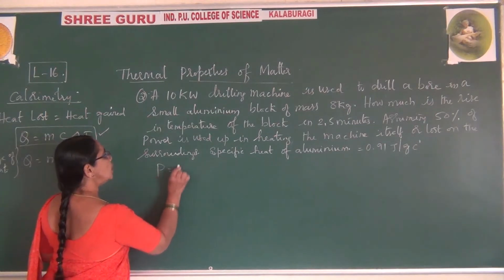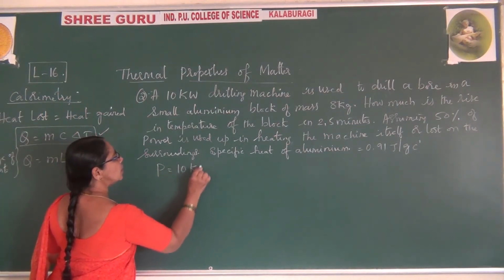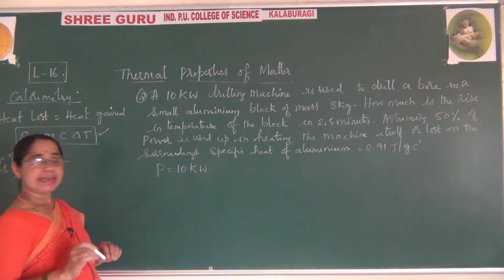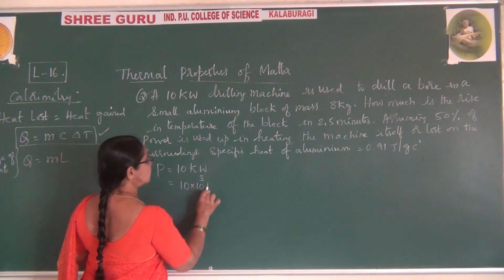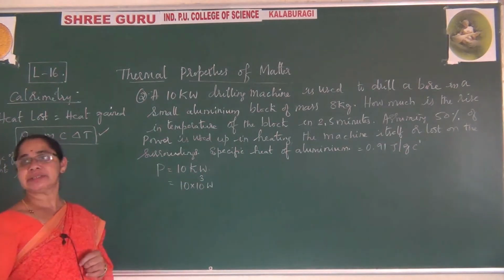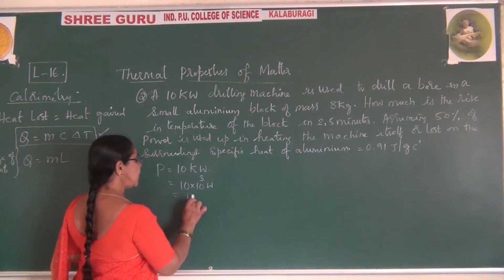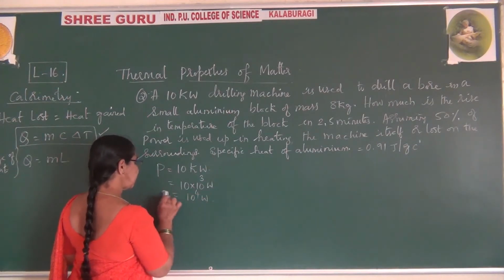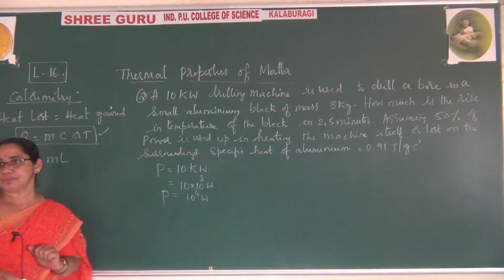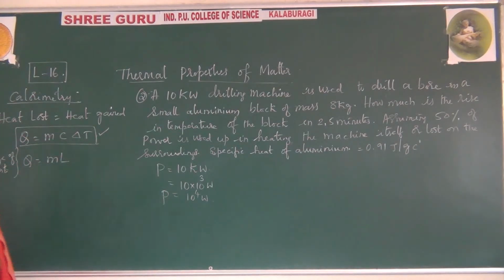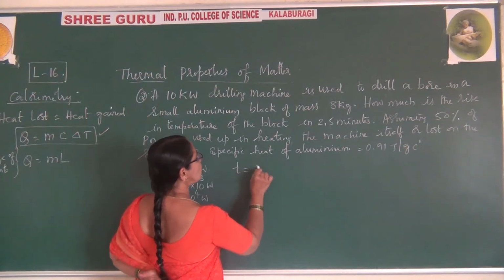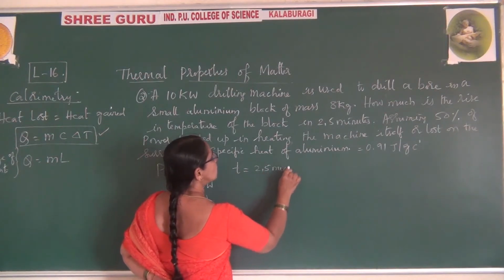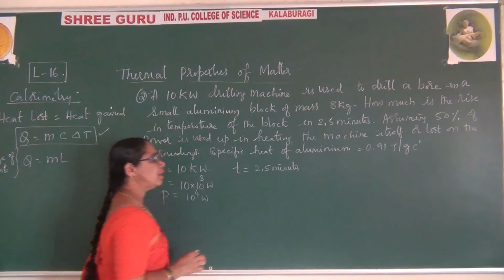Power is equal to 10 kilowatt. What do you mean by 10 kilowatt? It is 10 into 10 to the power of 3 watts. Kilo means 10 to the power of plus 3. So this becomes 10 to the power of 4 watts. So you got the power is 10 to the power of 4 watts. Okay. Now they are giving some time interval. What is the time interval? The time interval is small t, which is 2.5 minutes.